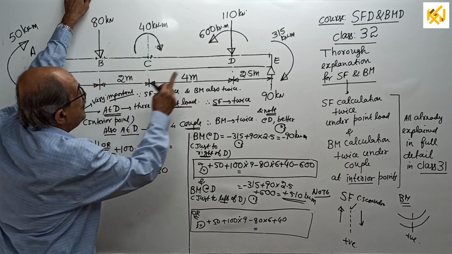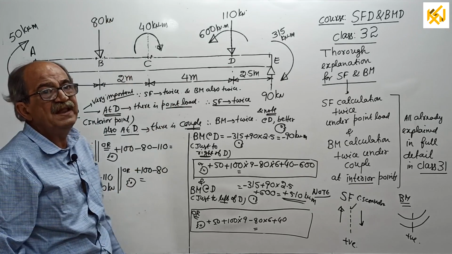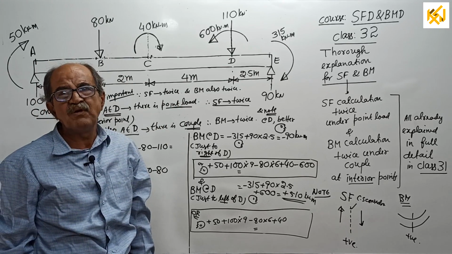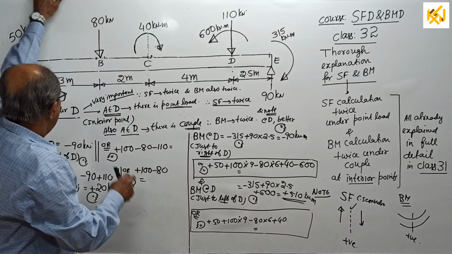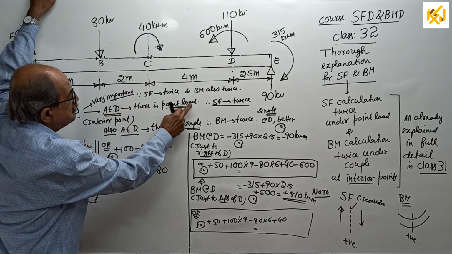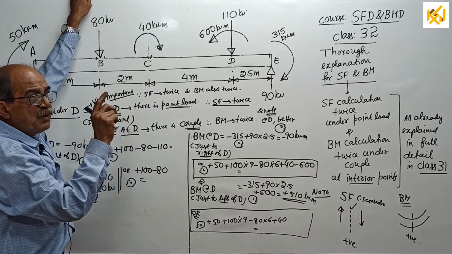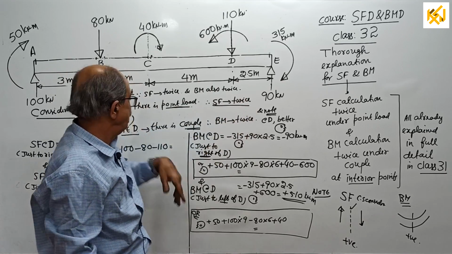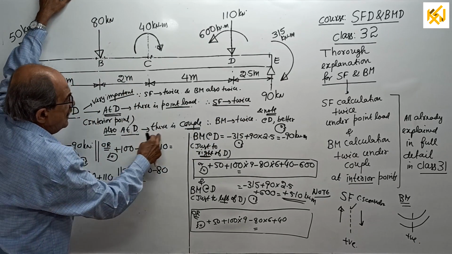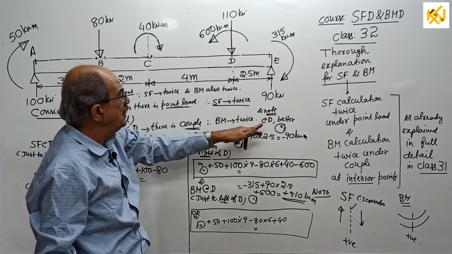Now, at D, actually, when you solve later, these statements you don't have to write. Simply find, that's all. At D, there is point load. Because of a point load, shear force twice. Also at D, there is couple. Because of that one, BM twice.